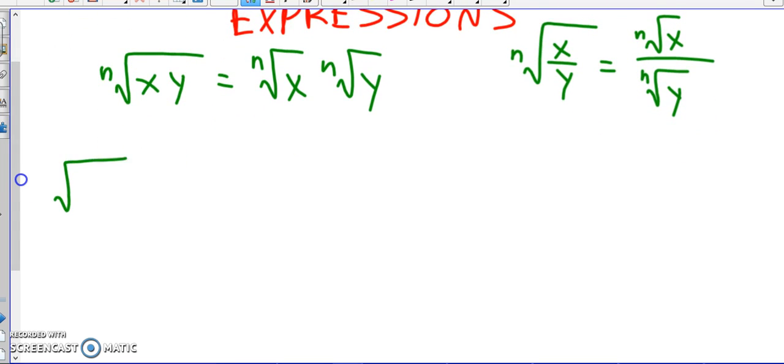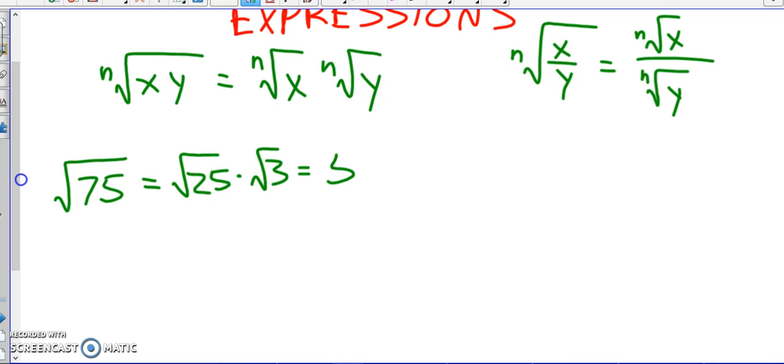So let's say I want to do the square root of 75. Well, I can observe that 75 is 25 times 3. So this would be the square root of 25 times the square root of 3. And the square root of 25 is 5, so this would be 5 square roots of 3.